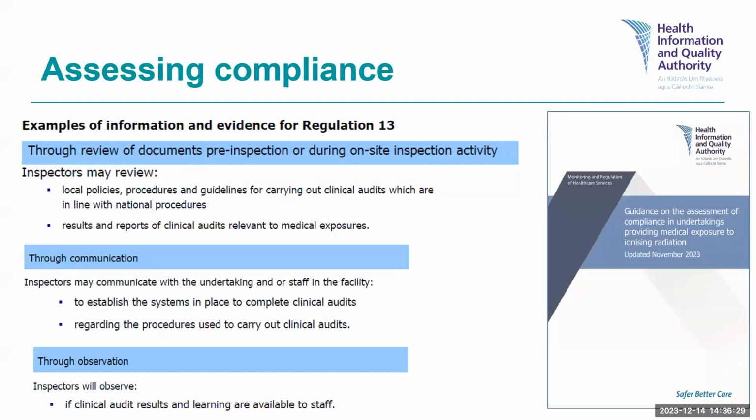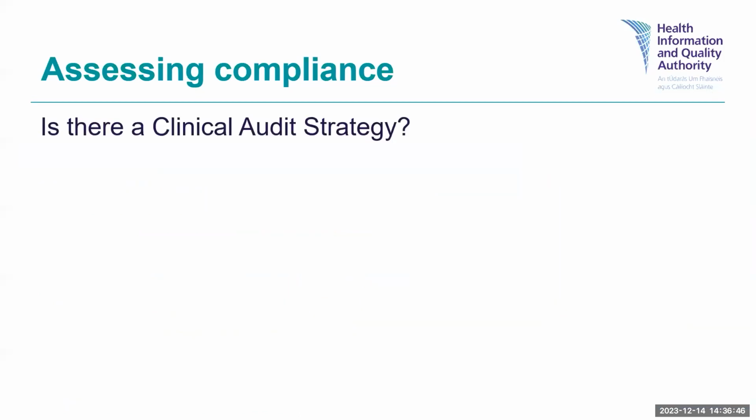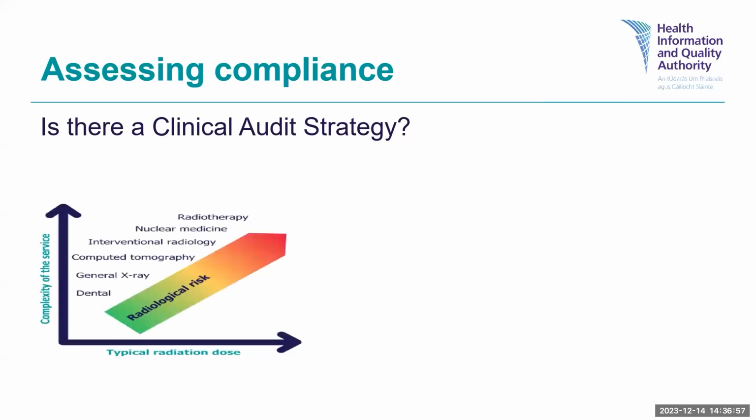So these are screenshots that I've taken from our document, Guidance on the Assessment of Compliance. So that is there, and it's really useful because it steps through the different pieces of information for any of the regulations. I've just called out specifically what is required for Regulation 13.4. So then moving on, to find an undertaking compliant, inspectors will need to firstly see, is there a clinical audit strategy in place? Has the undertaking considered the level of radiological risk in the service? And is this aligned then with the clinical audit strategy that they have developed?